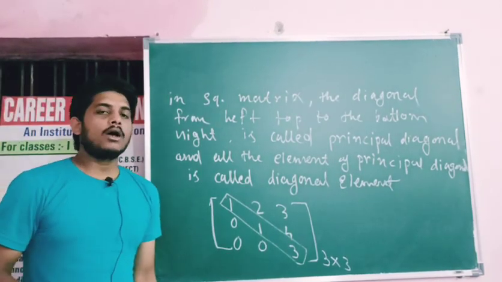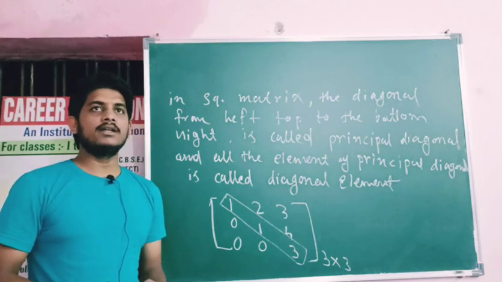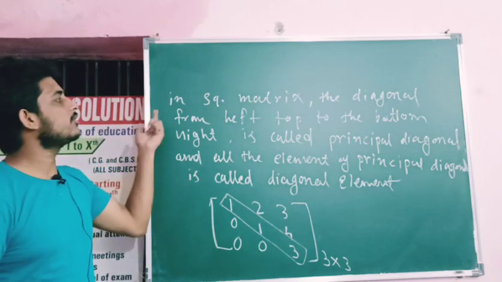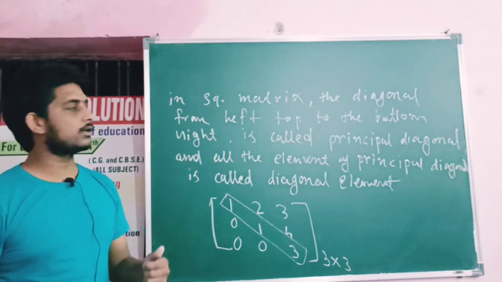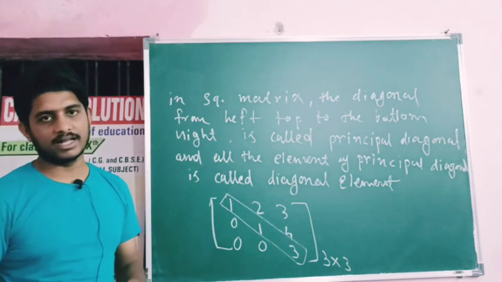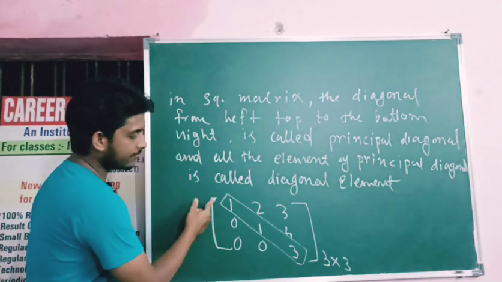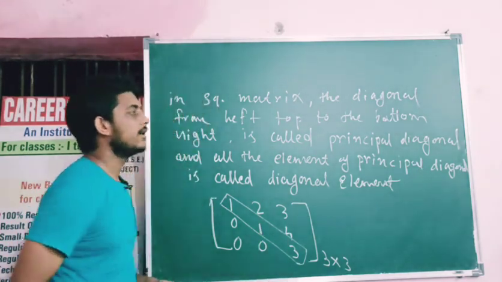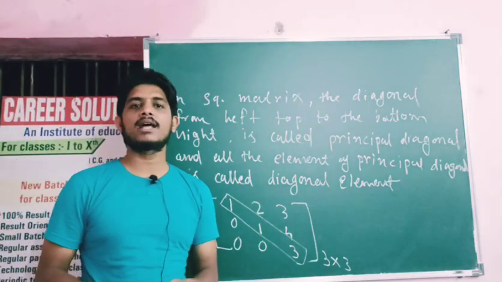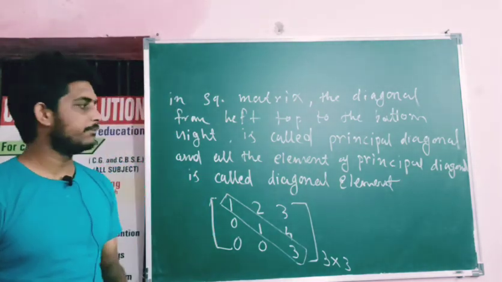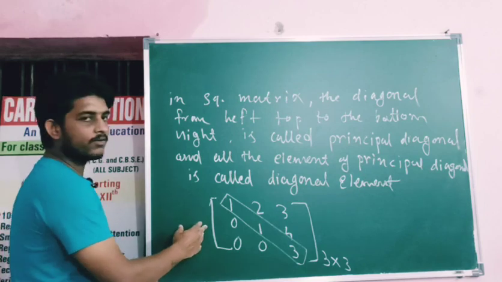Okay. Now one more thing we have to discuss in square matrix. In a square matrix, the diagonal from the left top to the bottom right is called the principal diagonal. The diagonal from left top to the bottom right is called the principal diagonal, and the elements of the principal diagonal are called diagonal elements.